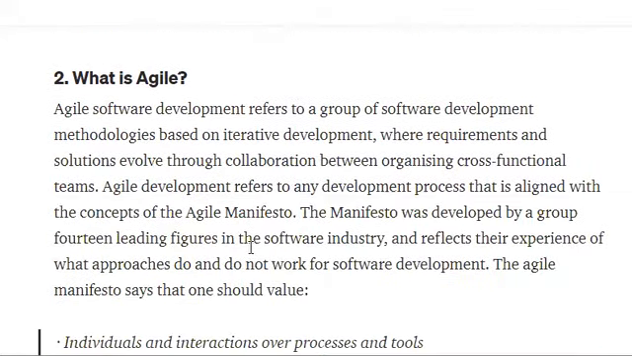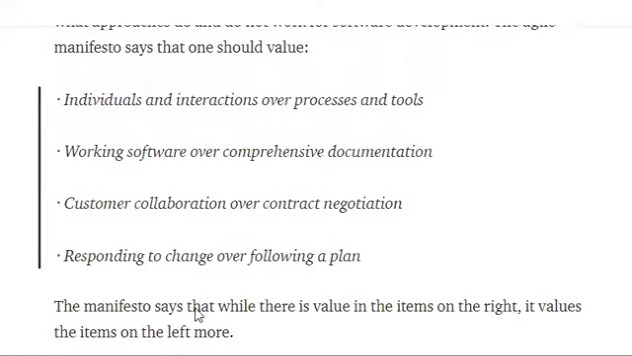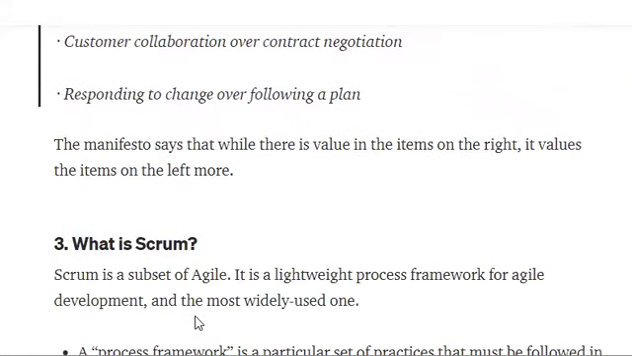Okay, we know what Agile is, right? It's a group of software development methodologies. It is iterative, and it believes in collaboration between cross-functional teams, aligned with the Agile Manifesto, that core manifesto we are all about. We are talking about individuals and interactions over processes and tools, working software over comprehensive documentation, customer collaboration over contract negotiation, and responding to change over following a plan.